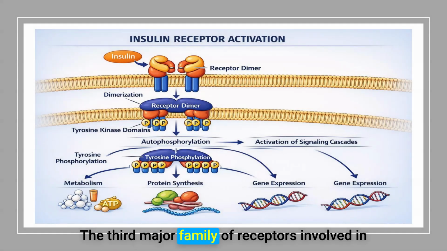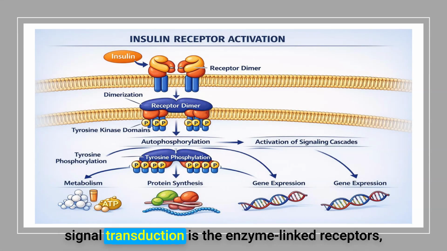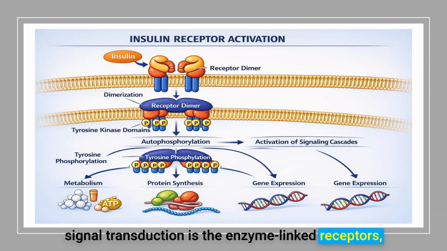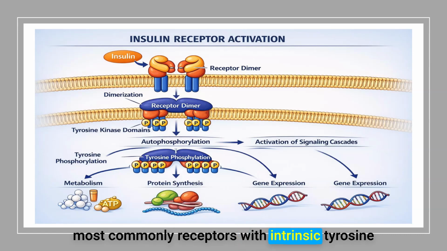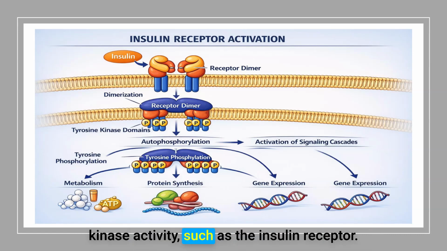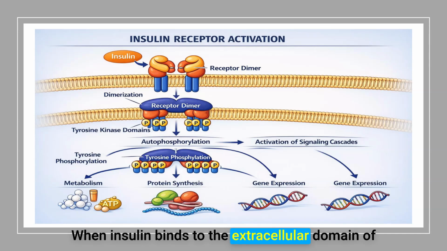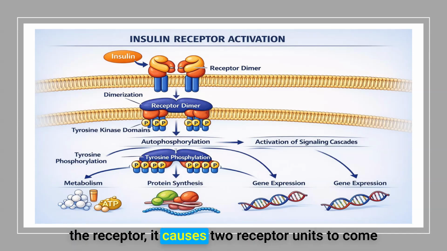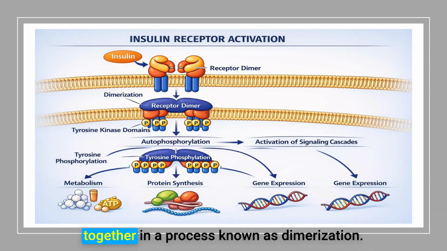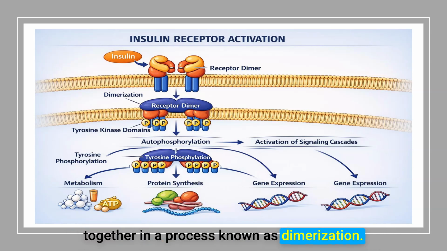The third major family of receptors involved in signal transduction is the enzyme-linked receptors, most commonly receptors with intrinsic tyrosine kinase activity, such as the insulin receptor. When insulin binds to the extracellular domain of the receptor, it causes 2 receptor units to come together in a process known as dimerization.